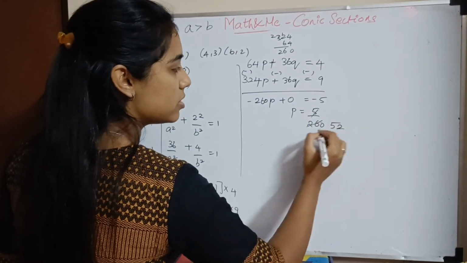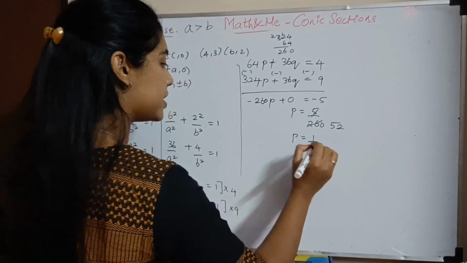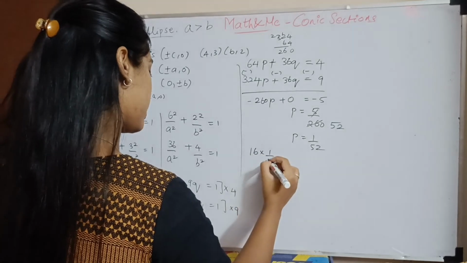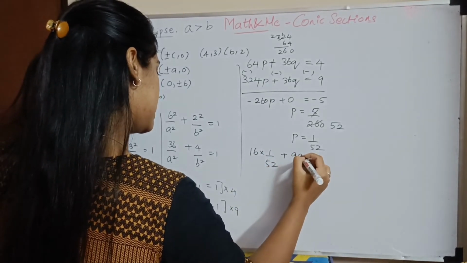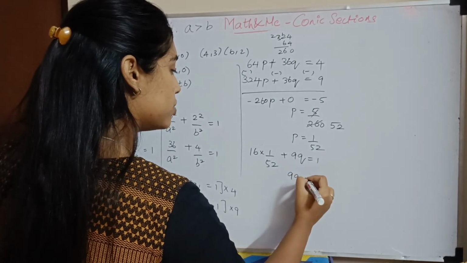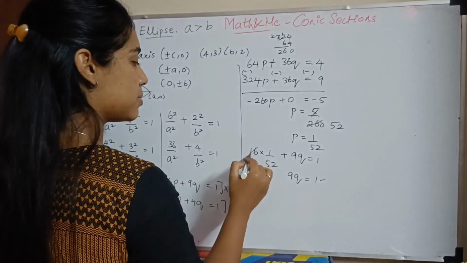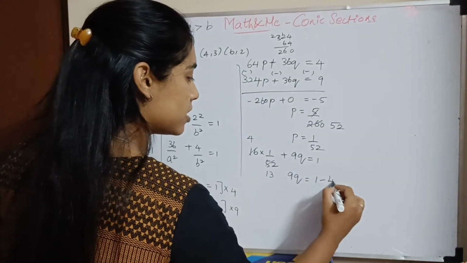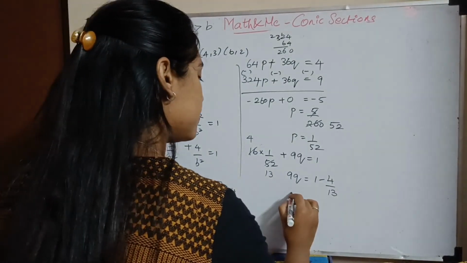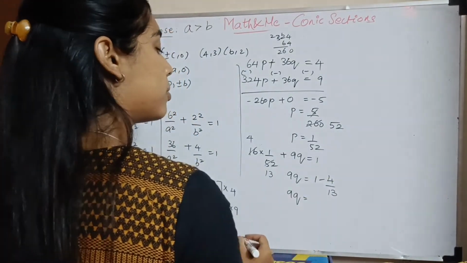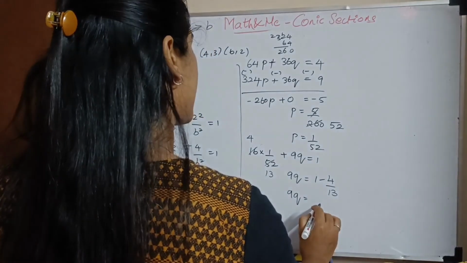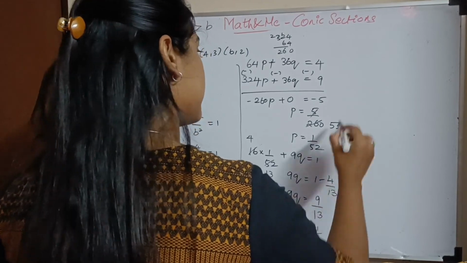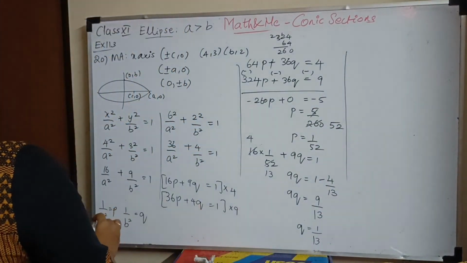5 will cancel, so 5 5s are 25, 1 2, so p equals 1 by 52. I substitute this in one of the equations so I have 16 times 1 by 52 plus 9q equals 1. So 9q equals 1 minus, cancelling, 4 4s are 4, 1s are 4, 3s are, so 4 by 13. 9q equals 13 minus 4 by 13 which is 9 by 13, so q is 1 by 13.